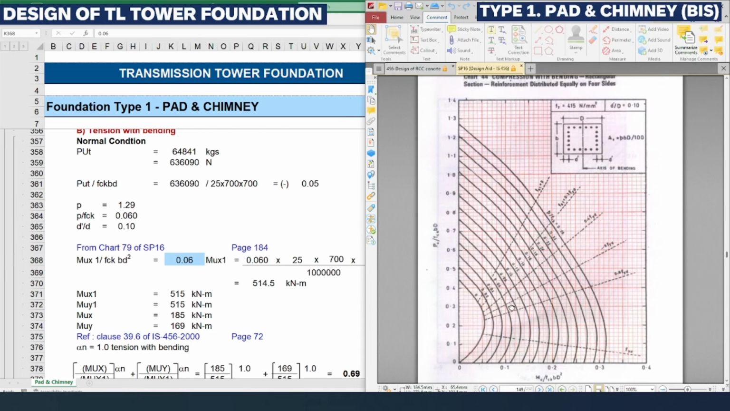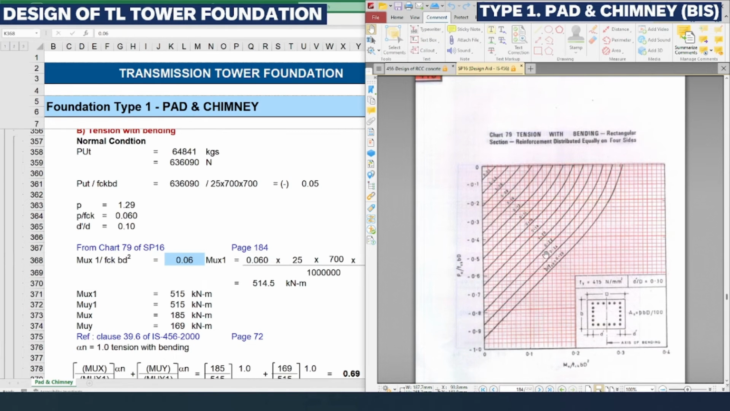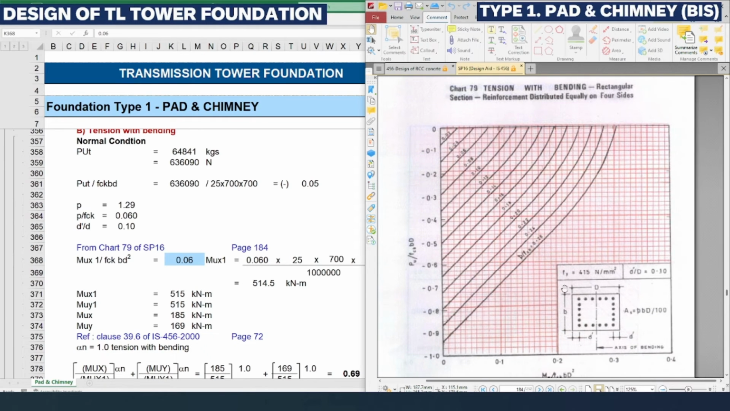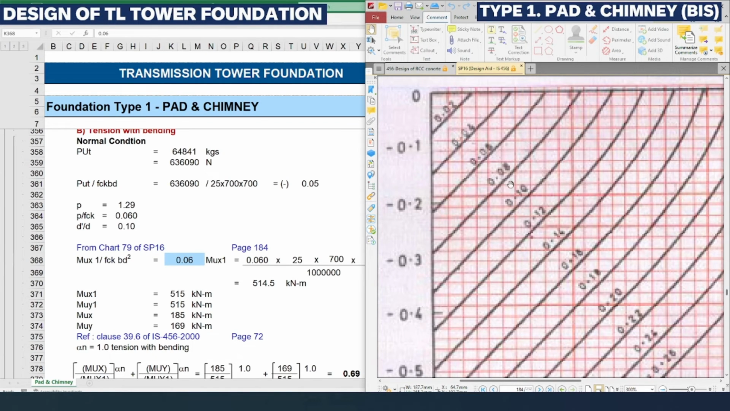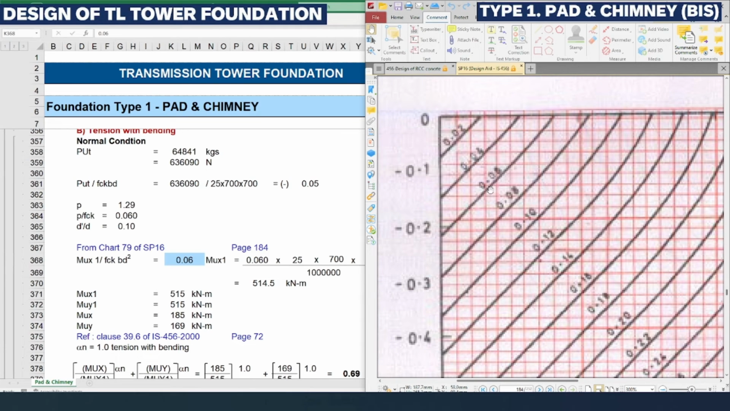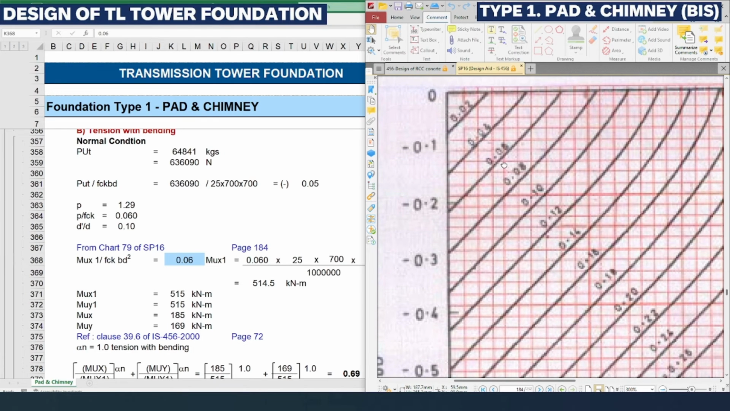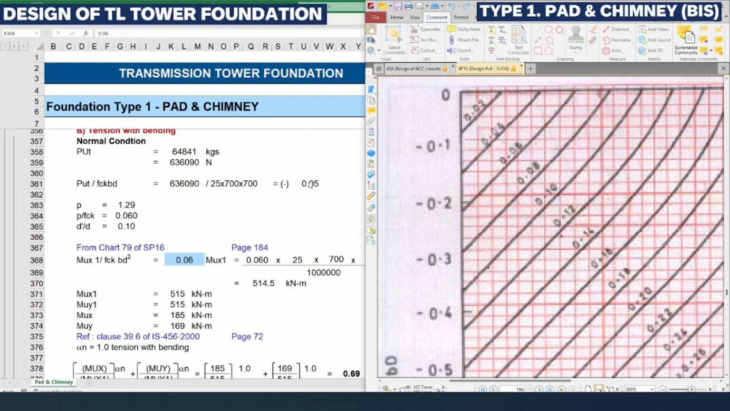So refer to the chart 79. This is chart 44 of SP16, which is showing in the right hand side PDF. So for that, page number 184 we need to refer. So here you can see the D dash by D is 0.1, and the PU by FCK BD, as it is 0.06, we need to refer this third curved line. So with respect to that 0.06, and the PU by FCK BD is 0.05 here in the Excel sheet.